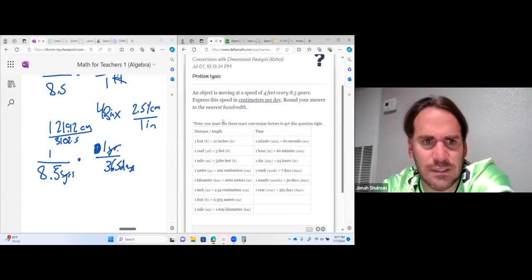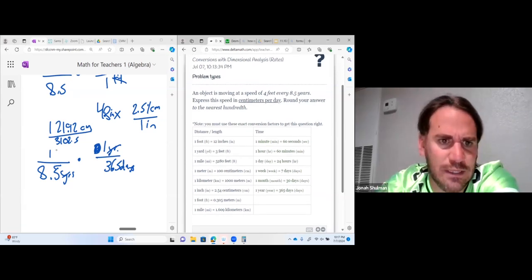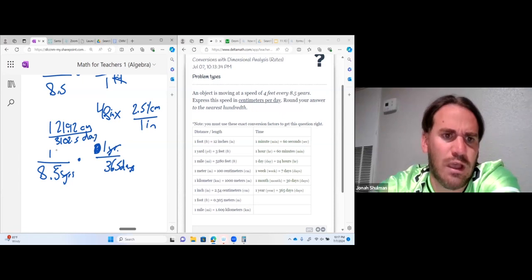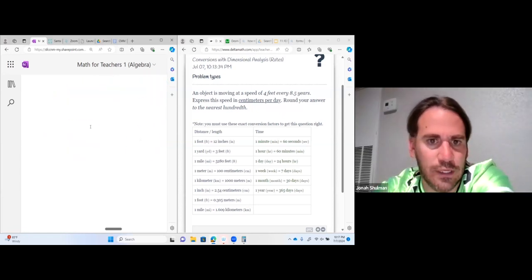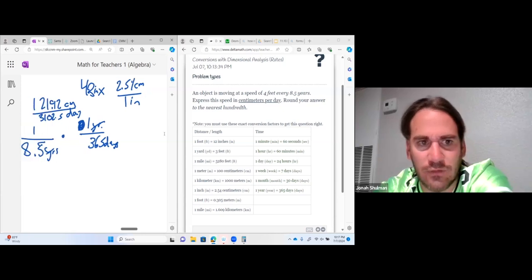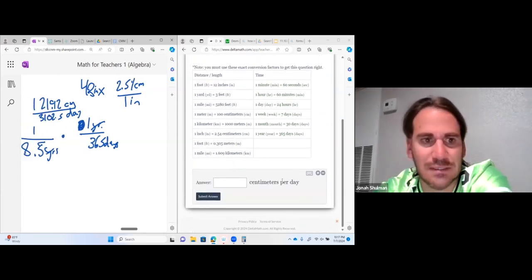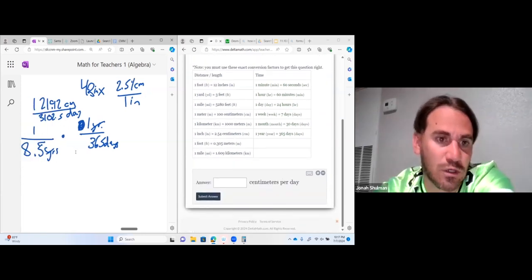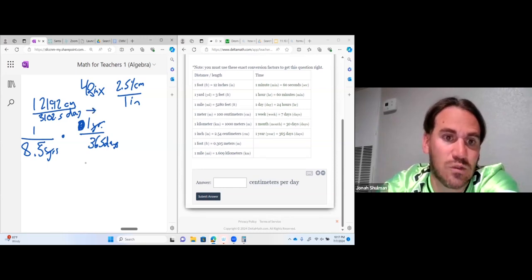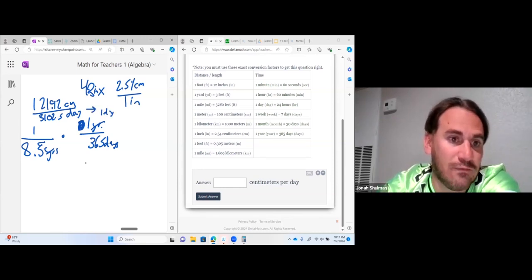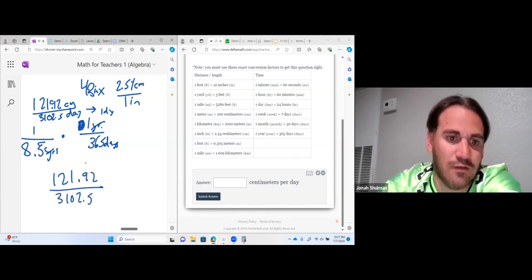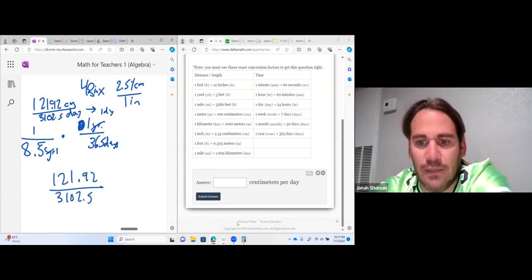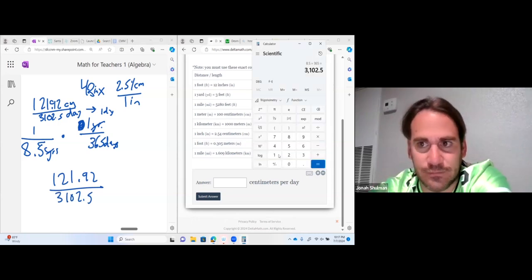But we don't want it in 3102.5 days, we want it in just 1 day. So how many centimeters per 1 day, right? Because this is all we want for the answer. So all I have to do is divide this number because it says 1 day. If I have 3102.5 days, I just want to make this 1 day. All I have to do is take 121.92 and divide it by 3102.5. That's going to be our final answer.